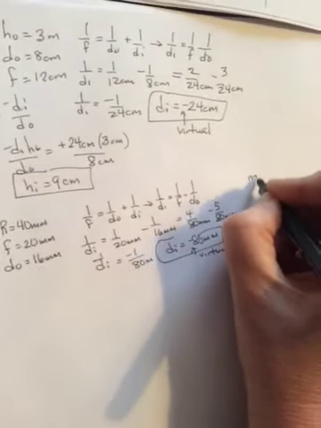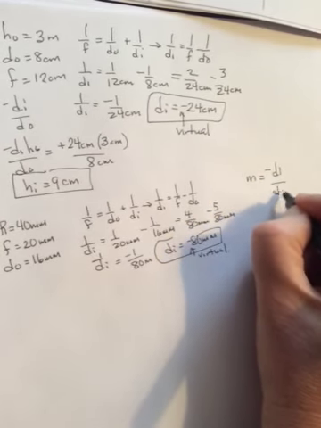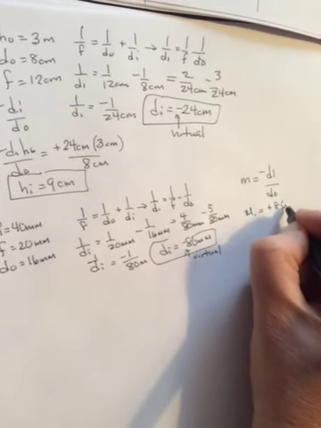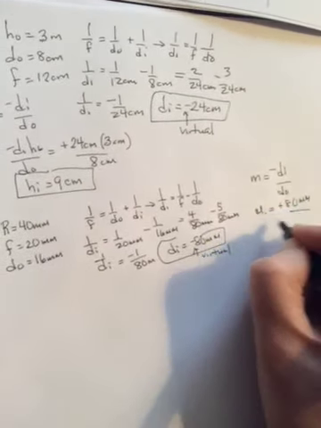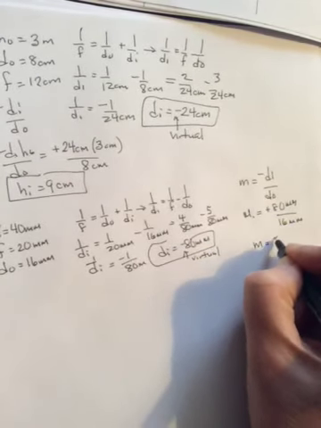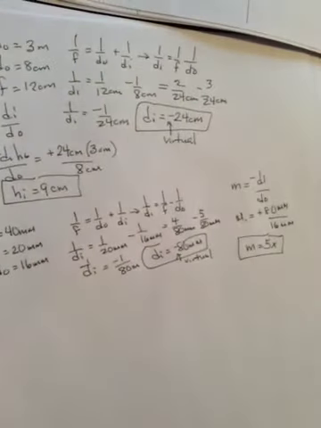But it wants magnification, so we know magnification is negative DI over DO. So negative 80 becomes positive 80, and DO is 16. So the magnification is 5. And sometimes on magnification we put it times.